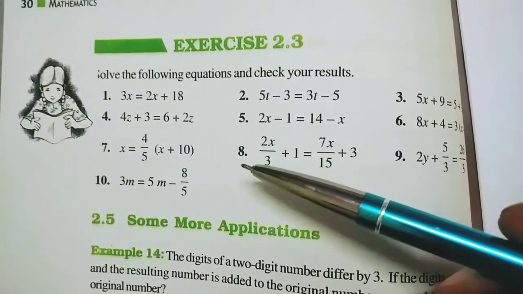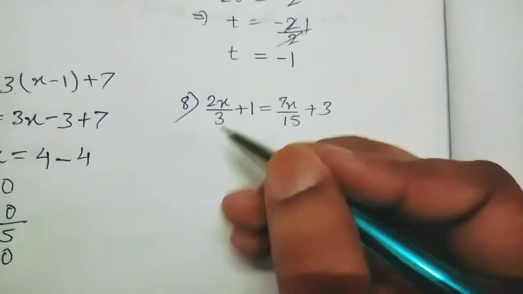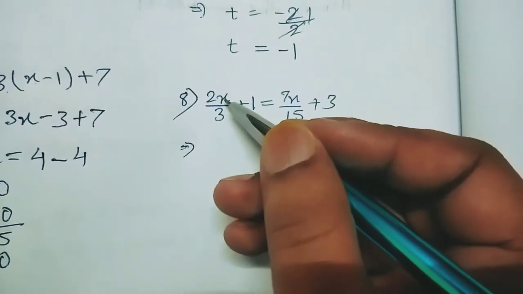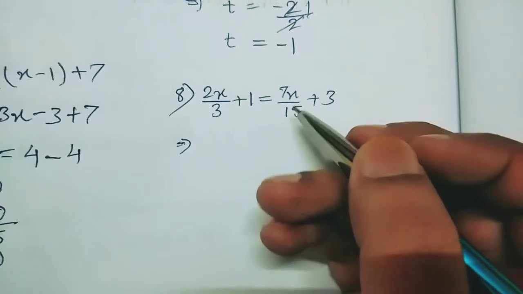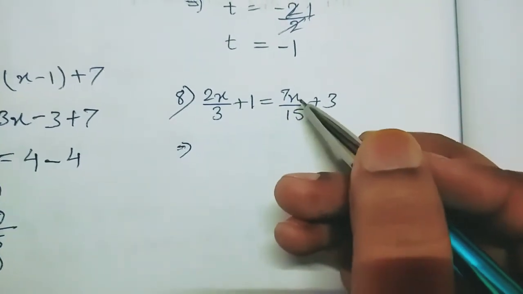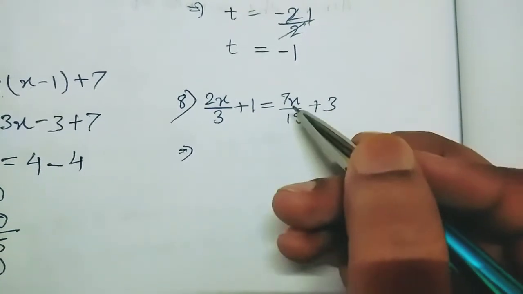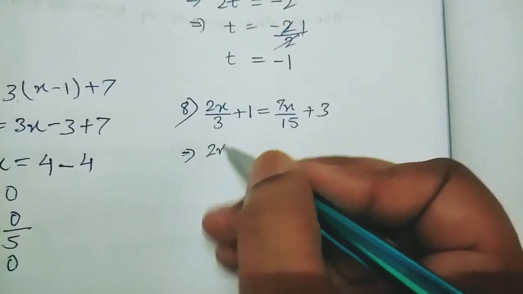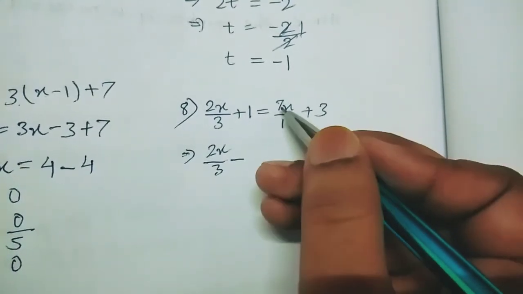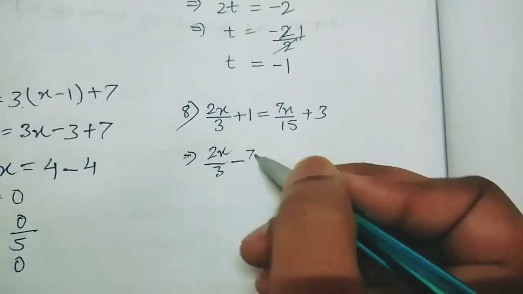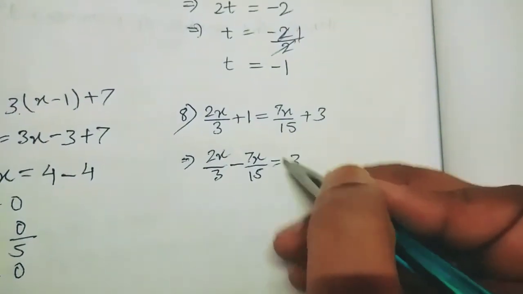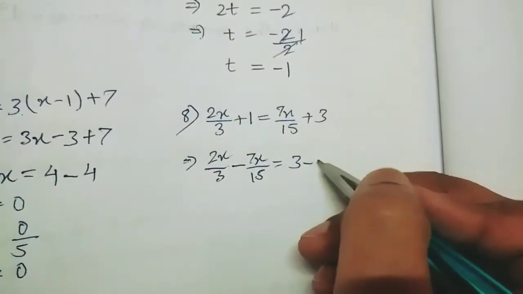So let's do question number 8. Okay. So here you can see question number 8. It is given in fraction. This variable x and this variable x is in fraction. So what we'll do? We'll do the fraction plus or minus. First of all, we have to shift this variable to this side. So 2x plus 3. Then it will be 7x by 15. That means plus is there, so minus 7x by 15, equal to now 3, and bring this plus 1 and it will become minus 1 now.